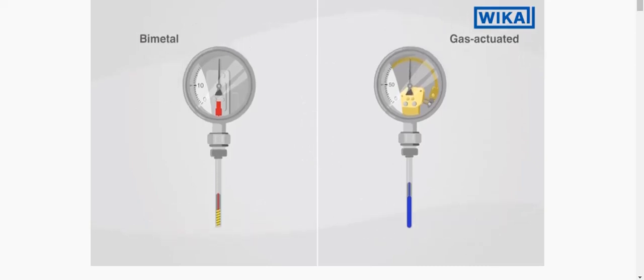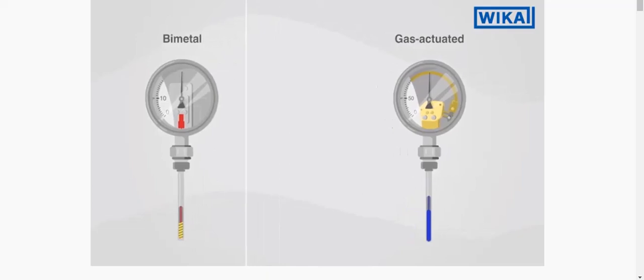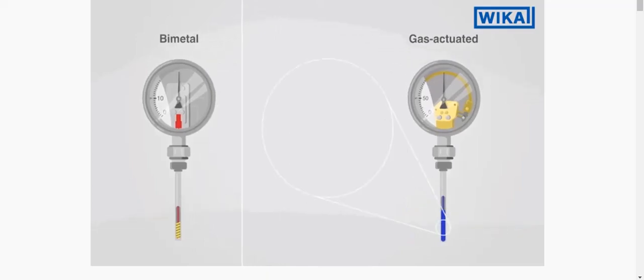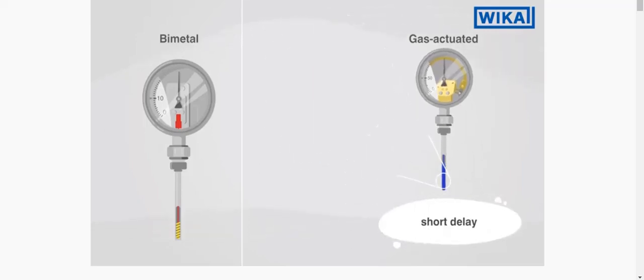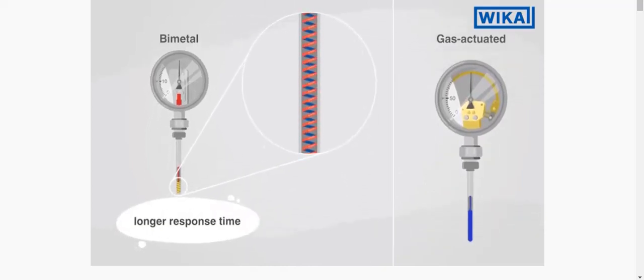On the other hand, gas-actuated thermometers have important advantages. Because of the rapid change in pressure in the closed system of the gas-actuated thermometer, the temperature can be displayed almost instantaneously, whereas the spiral tube in the bimetal thermometer responds much more slowly to temperature changes.